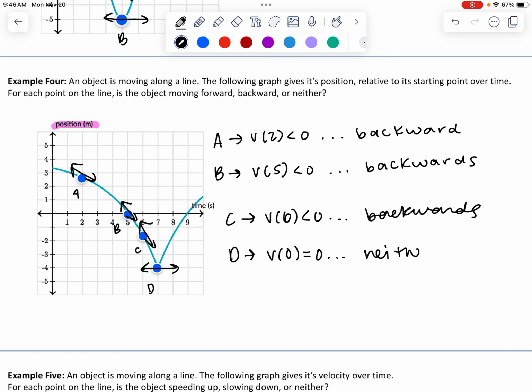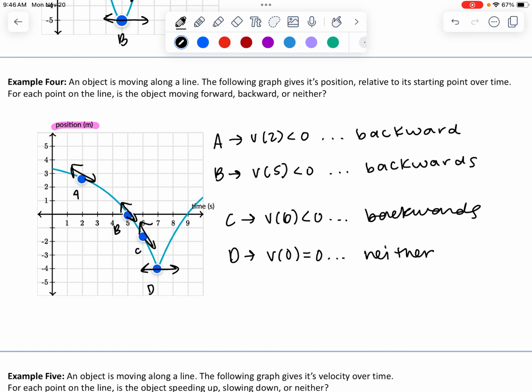So all of the tangent lines have negative slopes until you get to D. And so in all of those cases, the object is going to be moving backwards, because the velocity is negative since the slope of the tangent lines is negative. So that's the answer to those ones. Except for the last one, that's a horizontal line, and so neither is happening here. And that should say V of 7 right here.